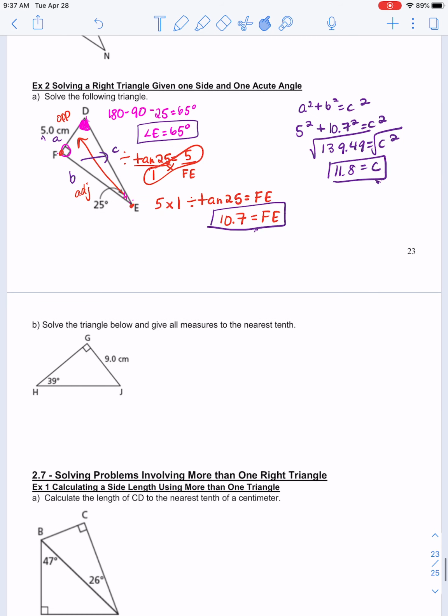All right, I'll do one more with you. Example B: solve the triangle below and give all measures to the nearest tenth. Again, I'm given 2 angles, so that's really easy for me to find angle J here. I'm going to do 180 minus 39 minus 90. That will give me angle J, 51 degrees.